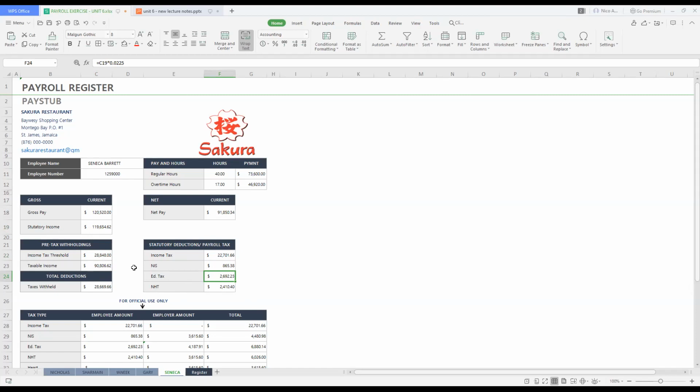Last one to find is the income tax, and that is basically the income tax threshold of $28,848, which we had worked out earlier, subtracted from the statutory income of $119,654.62, which gives us a taxable income of $90,806.62, and you find 25% of that $90,806.62 for your income tax, which is $22,701.66.